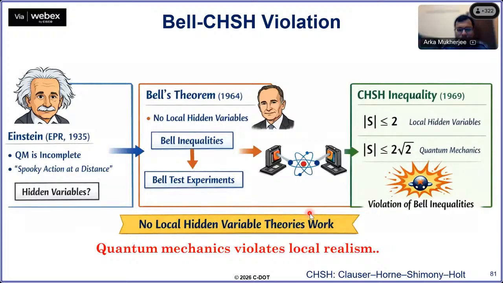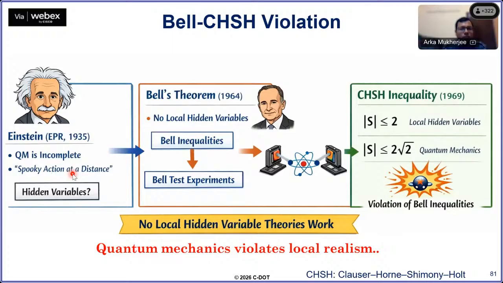To summarize, Einstein, Podolsky, and Rosen, three scientists, claimed in 1935 that quantum mechanics is incomplete, that this is a spooky action at a distance, and that there may be some hidden variables. That's why they said quantum mechanics is incomplete.